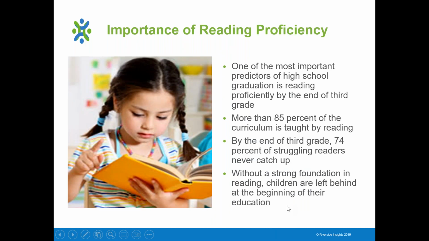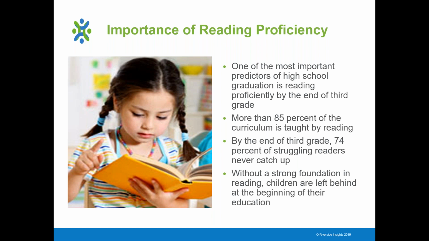So also looking at the importance of reading proficiency. And again, research has shown that reading proficiency is one of the most important predictors of high school graduation. So looking at a student's level of reading proficiency by the end of 3rd grade gives us a lot of information about the student. More than 85% of the curriculum is taught by reading. And by the end of third grade, 74% of struggling readers never catch up.